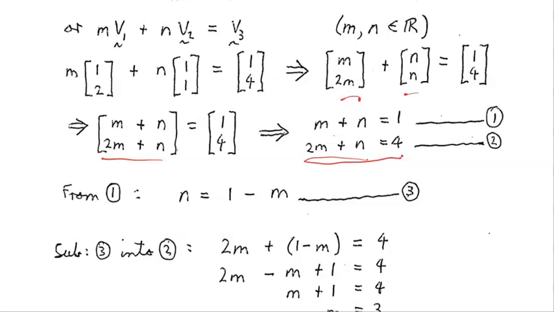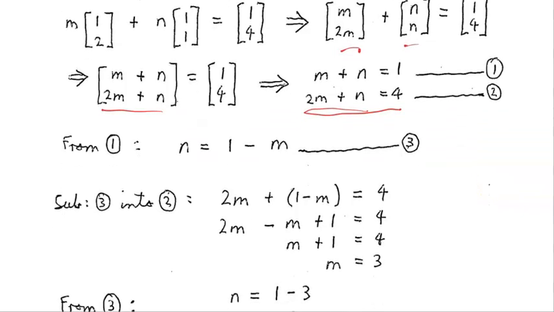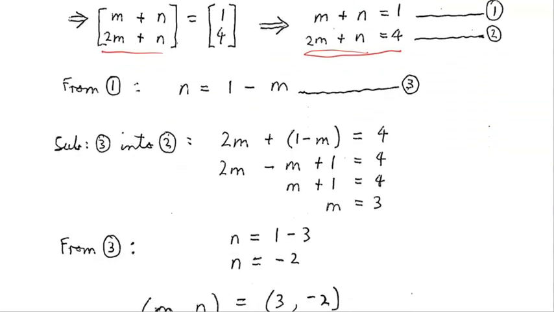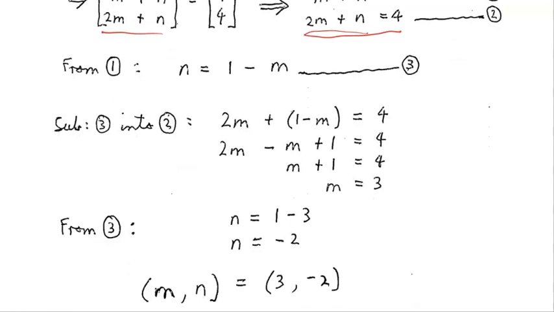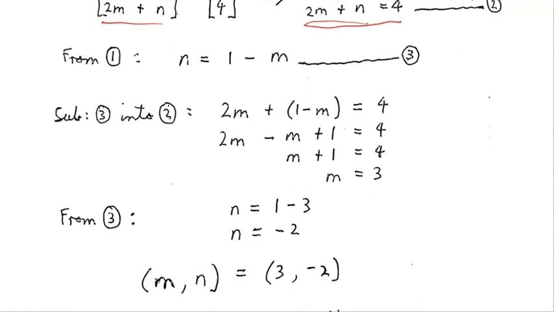All right, let's expand out the parentheses. 2M minus M plus 1 is 4. That gives us M plus 1 is 4. So M is 3. M equals 3. So we discover what M is. Now going back to equation 3, we can find out what N is. So N is 1 minus 3, N is minus 2, and so we get the scalars M and N.